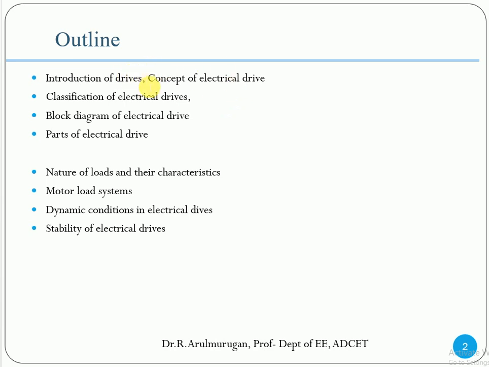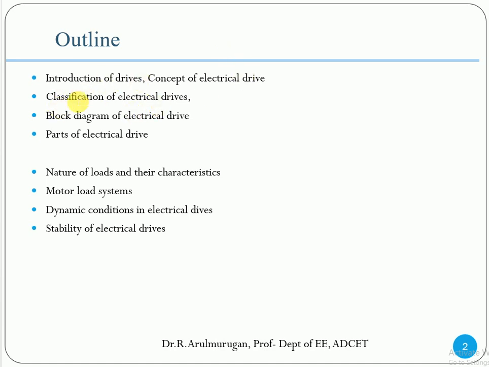The next one is about the concept of electrical drives. What is the concept behind the electrical drive? The electrical drive is motion control. Why do you want to go for that motion control? Because the output of the drive is connected to the load system, the load you are going to control. For example, an overhead traveling crane. The hook will carry the boiler. That boiler you want to move from one place to another with the help of the drive system.